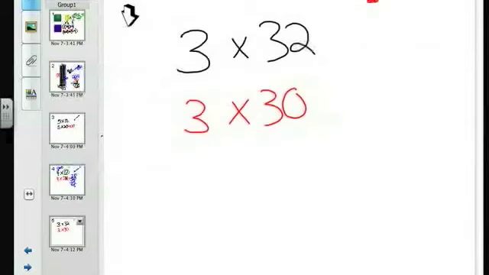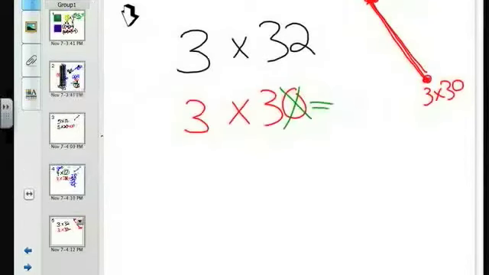So I'm starting up here at 3 times 32. But I'm going to go down. Keep that in mind that we're going down. We're traveling down here to 3 times 30 to make it easier to work with. So let's solve this out. Cross out that 0 to make it easier. 3 times 3 is 9, and add on that extra 0.